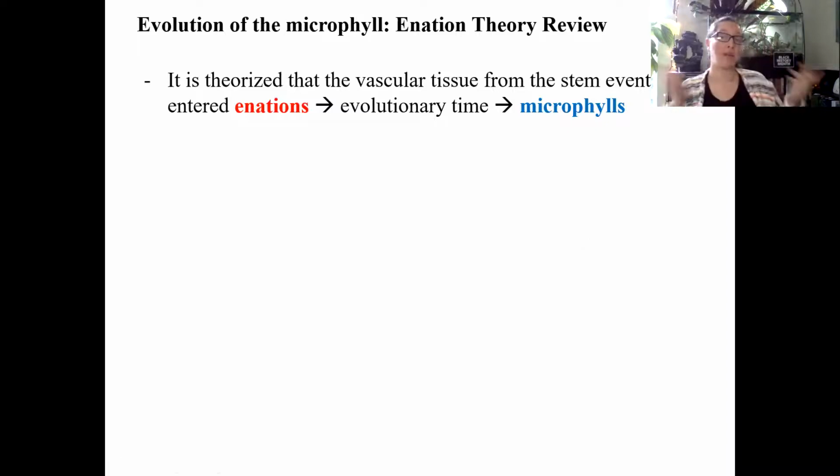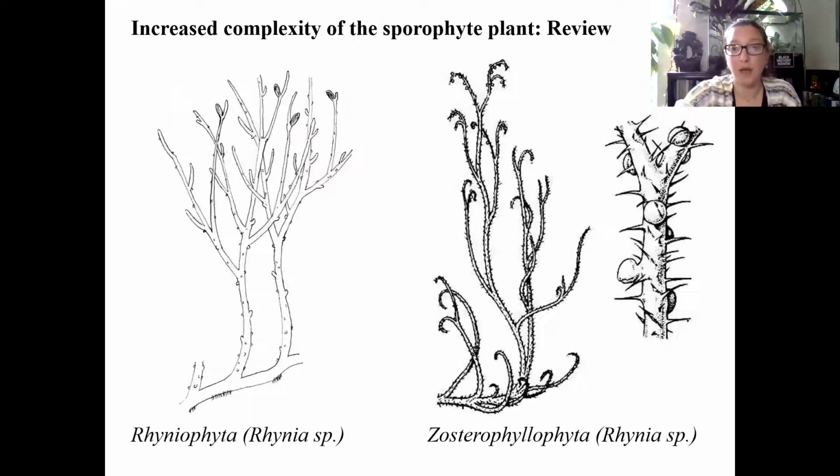Okay, I mentioned on the previous slide those little spikes, right, which are called enations. And we talked about how the very first leaves, which are called microphylls, evolved from these enations. So I should go back real quick.